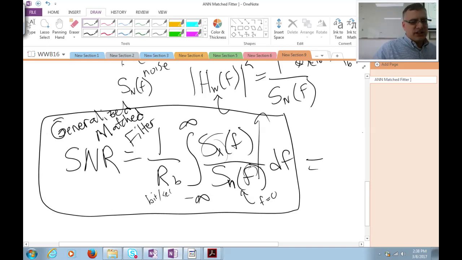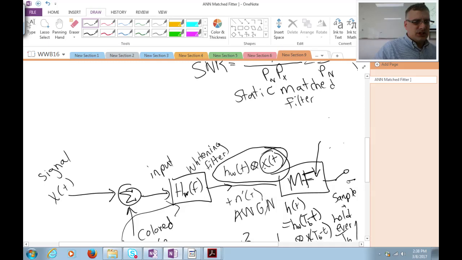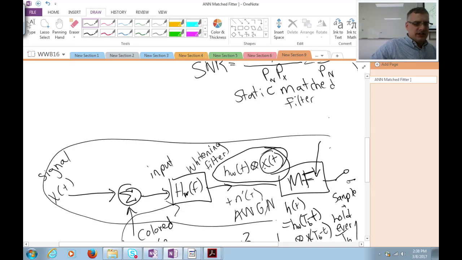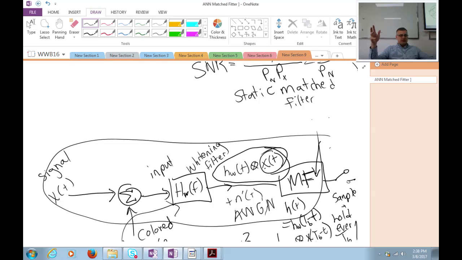And in fact, this is actually the second technique that I've shown you. This is sort of the textbook way on how to deal with colored noise in a communication system. The problem for us, and really anyone actually, is our noise is going to depend on our environment, right?